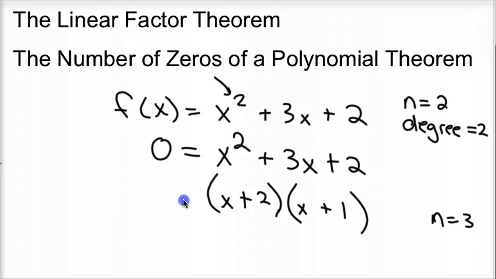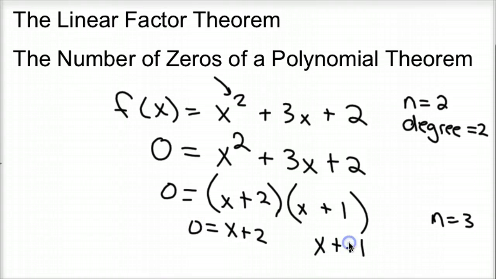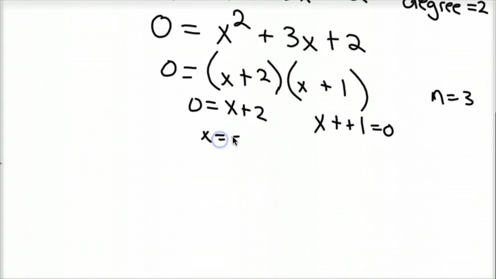And if this were set equal to 0, each would be an answer that makes this true. Whoops, plus 1 equals 0. So x would be negative 2 and x would equal negative 1.